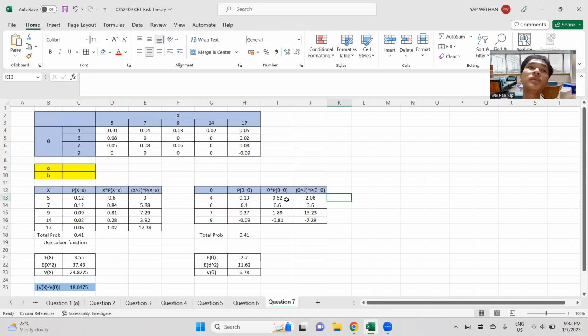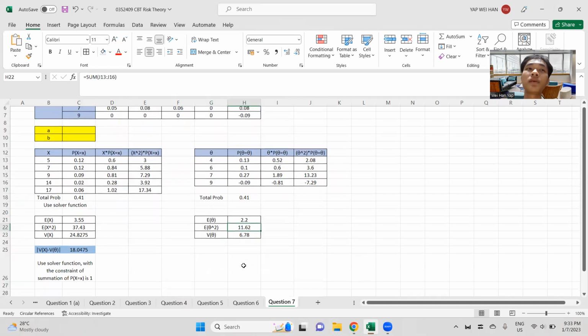So we do the same thing as we did for x. To find the expectation, we just take the summation of theta multiplied by the probability of theta equals to theta. Same thing for the second moment: you take the theta and then you square them. Observe here, I square my theta and then just take the sum of it, and then I'll get this one result.